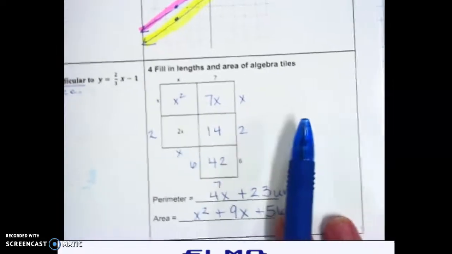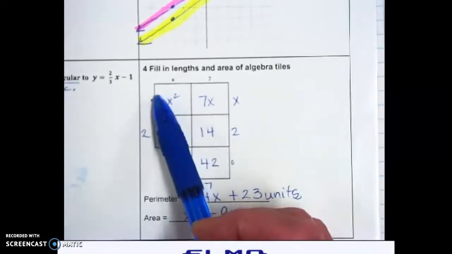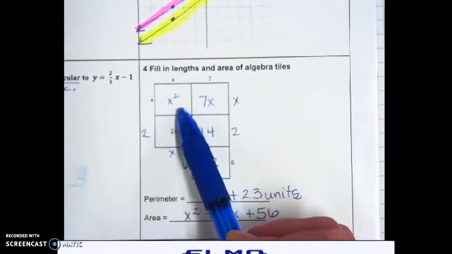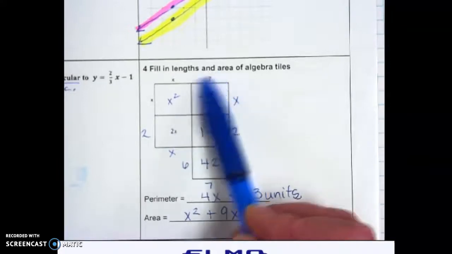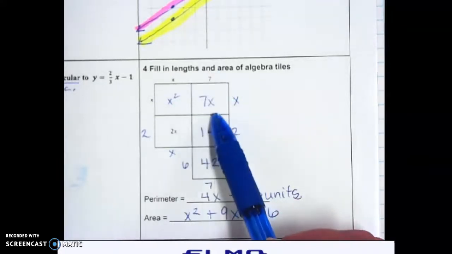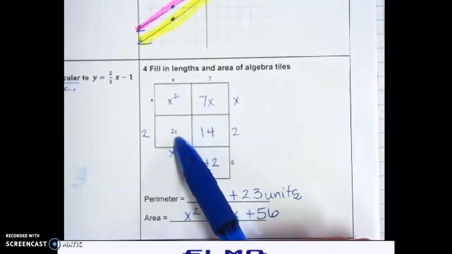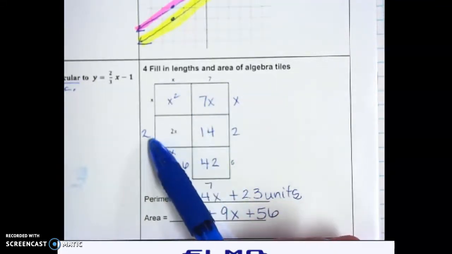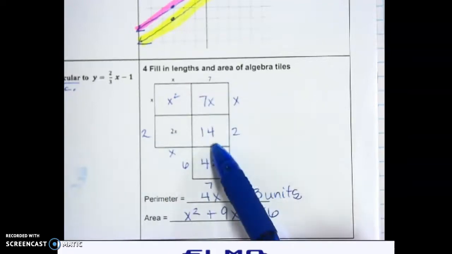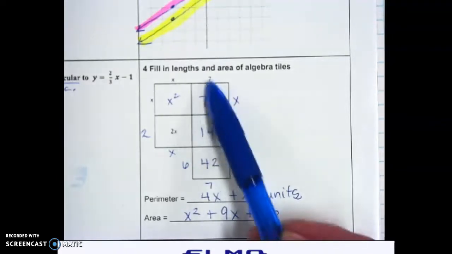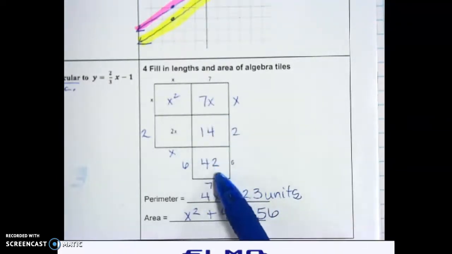Box number 4 says fill in the lengths and areas of the algebra tiles. So if I have x times x, I get x squared. And if I have 7 times x, I get 7x. And then for this box, because it's 2x, and I already have an x here, I know that side has to be 2. And so 2 times 7 is 14. And then this box right here, there's a 6 on the side and a 7 up top, so 6 times 7 is 42.